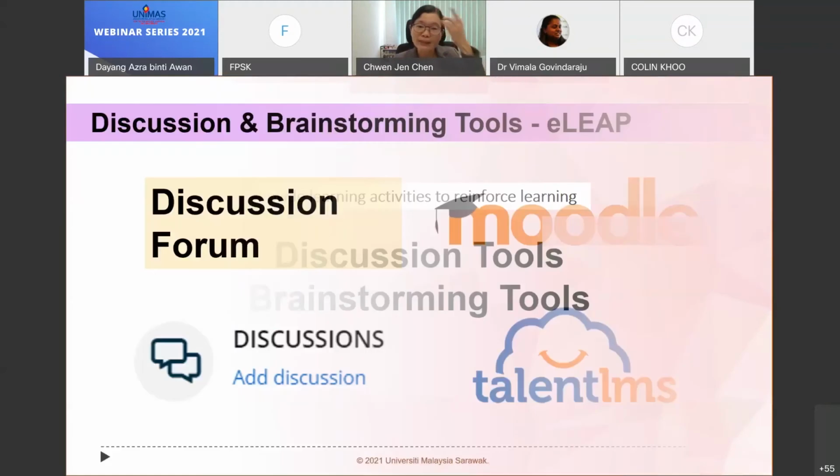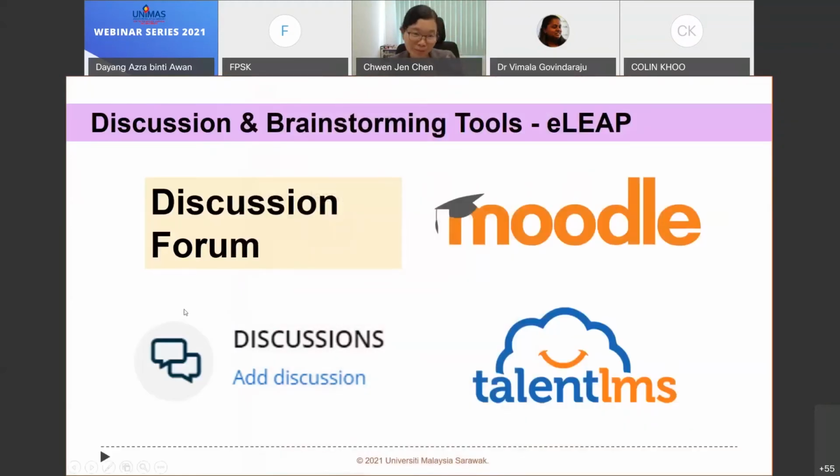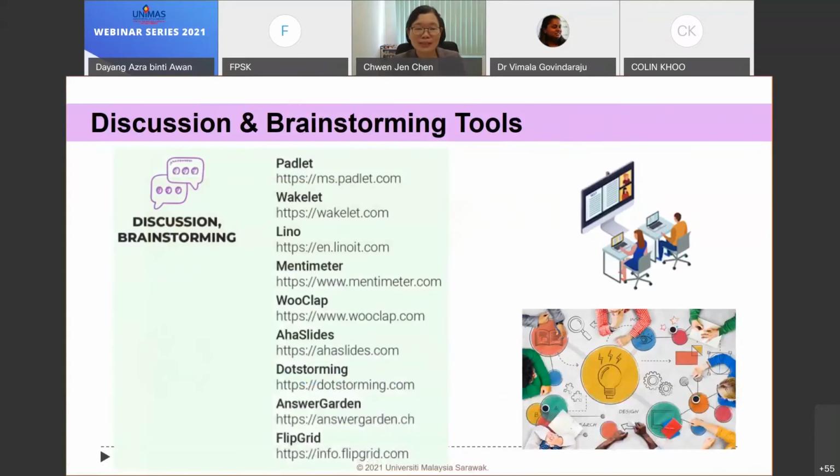So for examples of discussion tools, of course, in Moodle itself, in our Elite itself, you have your discussion. You can have your wiki. So that's on discussion. And also, you can use other types of platforms. For instance, you can use Padlet, Recollect, Lino, Mentimeter, Wooclap, Dotstorming, Answer Garden, Flipgrid, and a lot more.